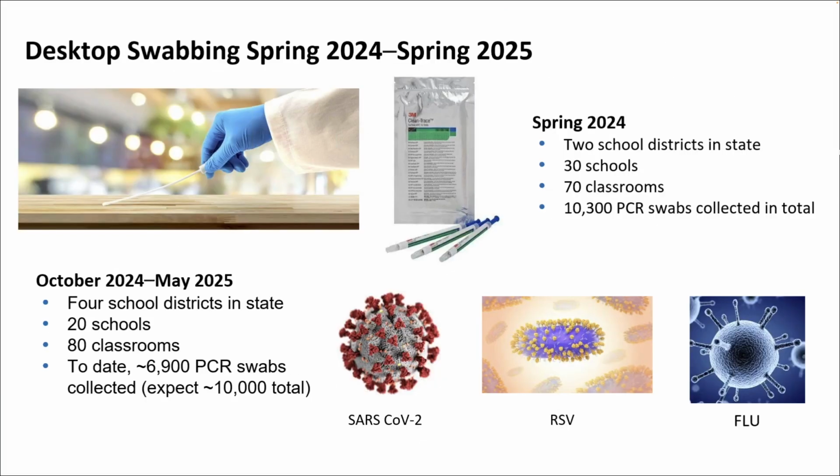Just a little bit more about the desktop swabbing. PCR, which looks for genetic material from SARS, RSV, and flu, started in spring 2024 at Denver and one other school district in the state. Students swabbed a total of 30 schools and 70 classrooms and collected 10,300 PCR swabs. This fall, the swabbing started again with 4 school districts in the state, a total of 20 schools and 80 classrooms, and they're expected to collect about 10,000 swabs again. Next slide.